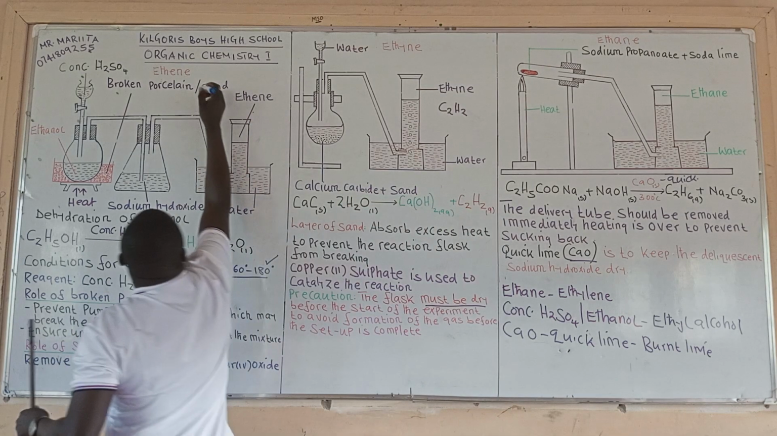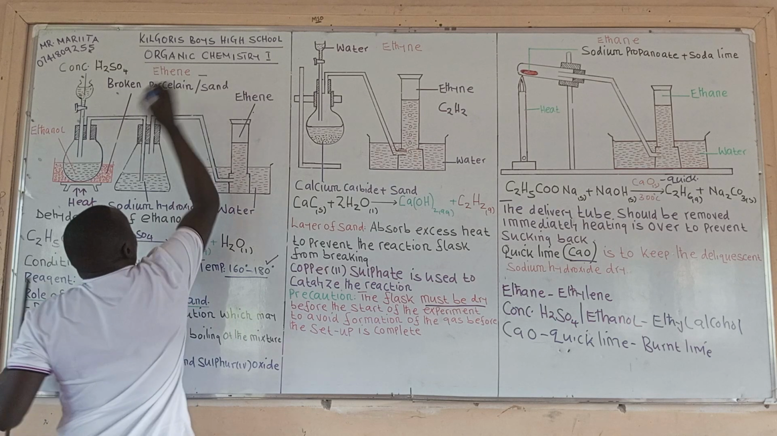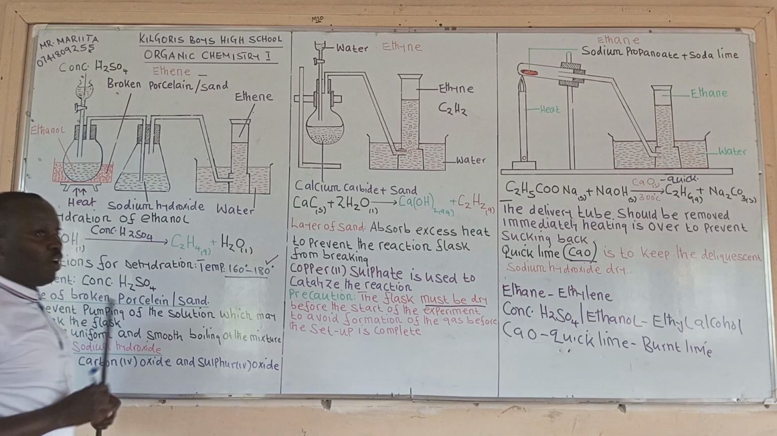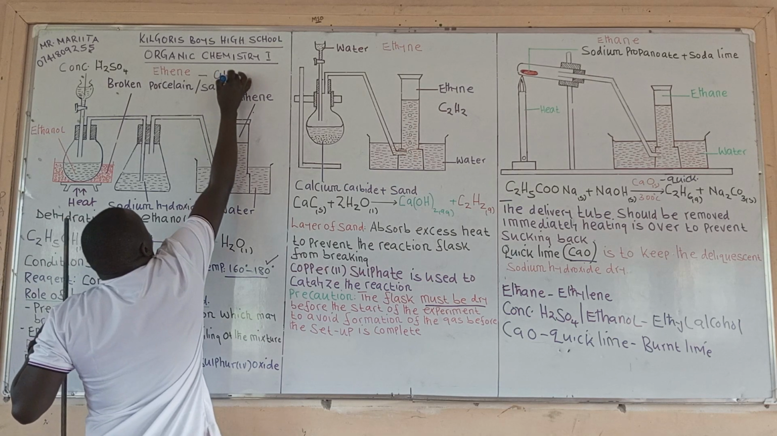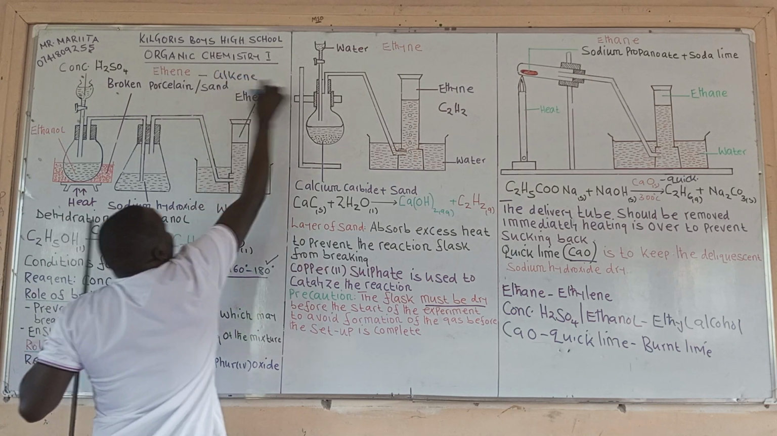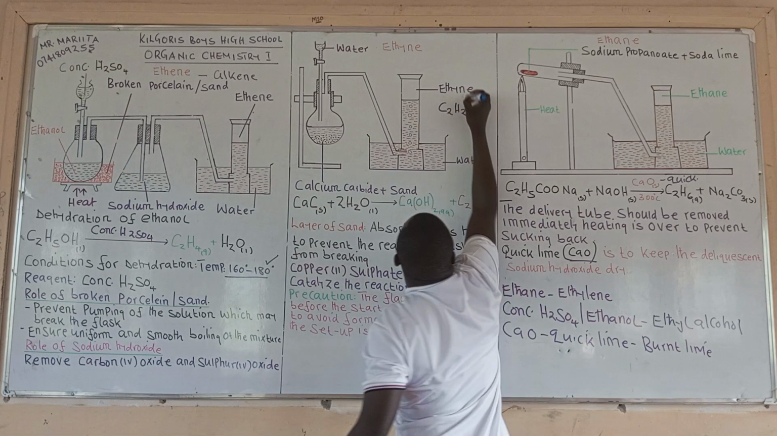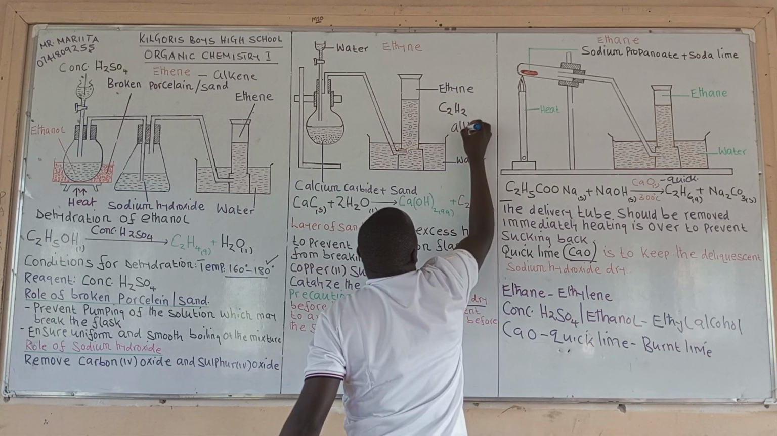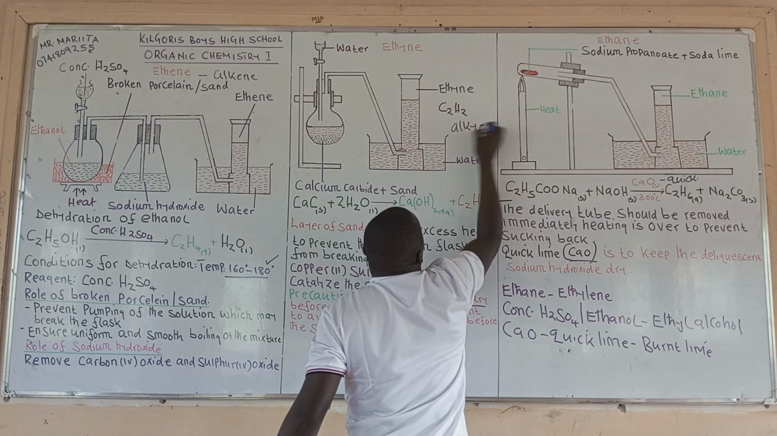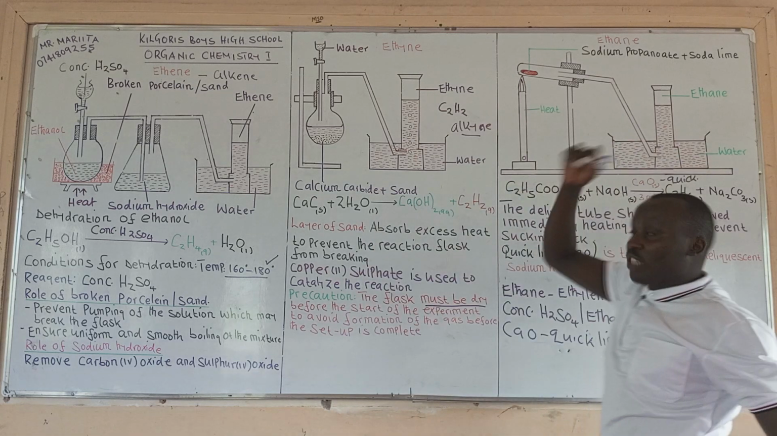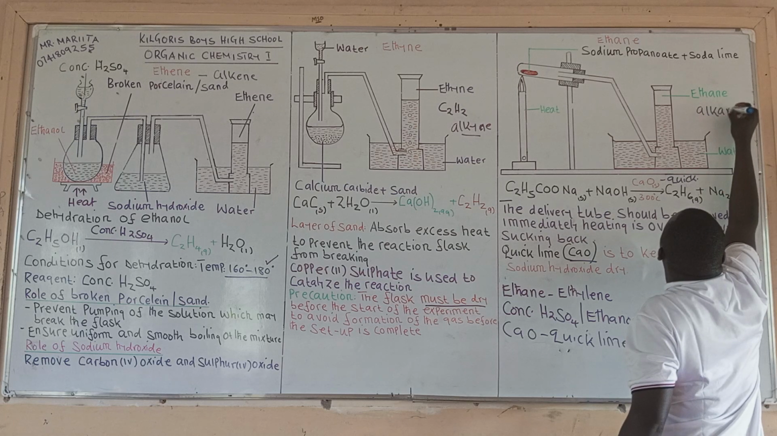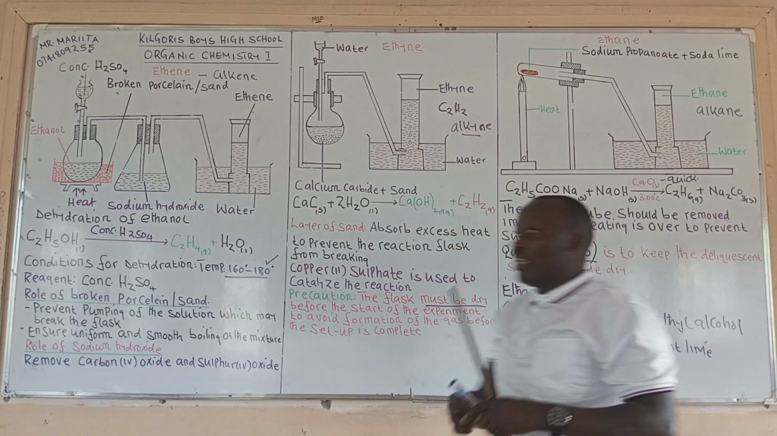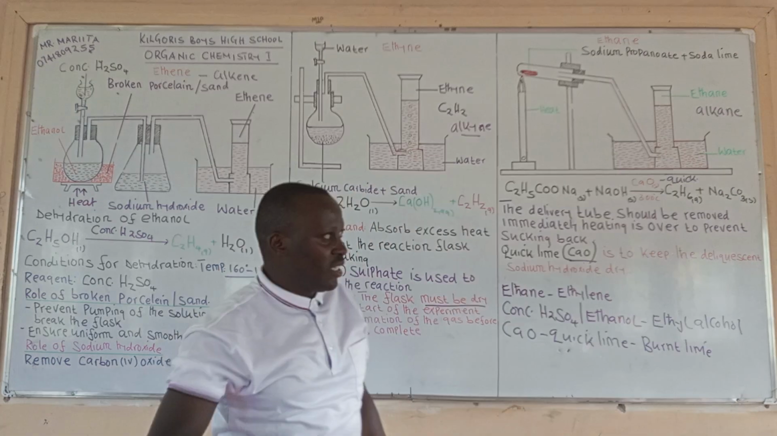Ethene, you will get in the class of organic compounds called alkenes. This one you will get in alkynes, and this one you will get in the class of organic compounds called alkanes. So that is a summary of the preparation of these three gases in the lab.